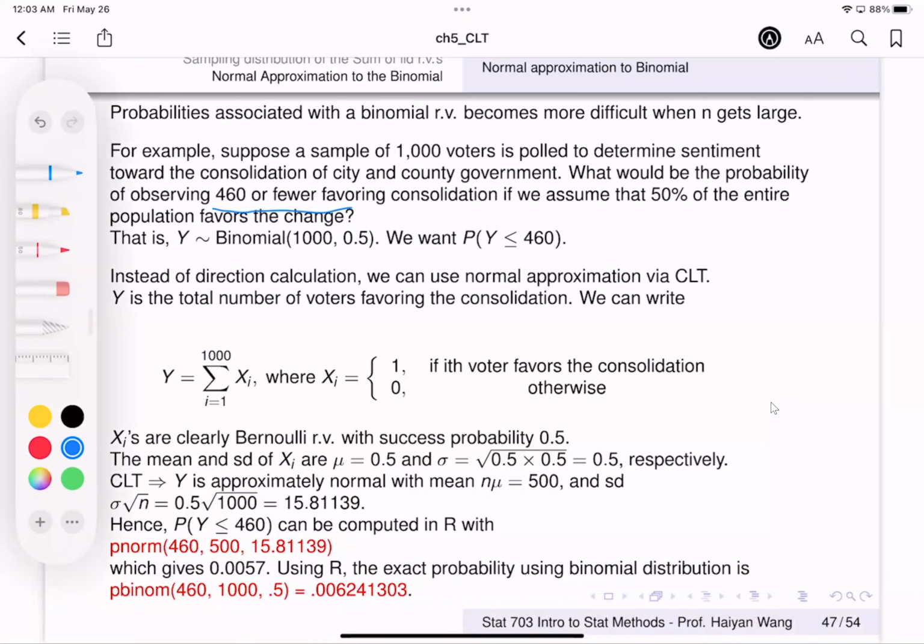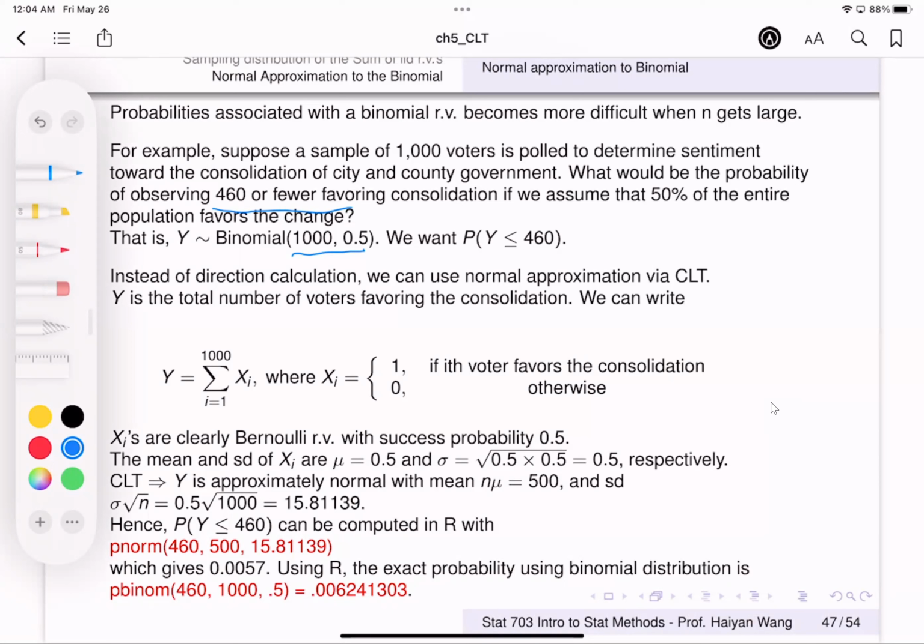So basically what we have is a binomial random variable with n equals 1,000 and success probability 0.5. And we want the probability of y being 460 or fewer. If we are going to compute this with the binomial, we will end up having to do a lot of permutations. And it's not possible to compute the 1,000 factorial, even with the computer.